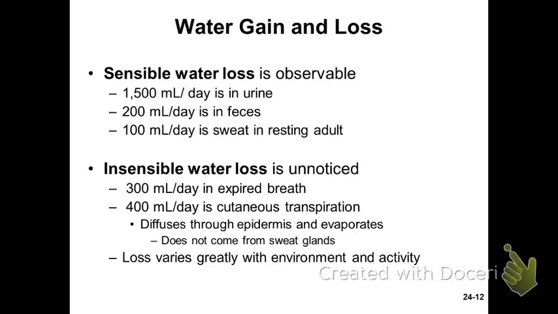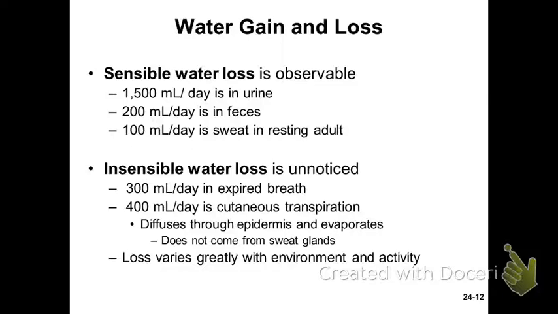Now that's how we get water. How do we lose water? Well, there's sensible and insensible water loss. These are sort of a strange word, I think. Sensible water loss is water loss that is observable. What leaves your body every day that you can actually see and measure? Well, a large part of that is going to be your urine. So on average, 1,500 mils per day of urine, 200 mils per day of moisture and water in your feces, and about 100 mils a day from sweat. Now this is just sitting there resting, the amount of sweat that leaves your body.